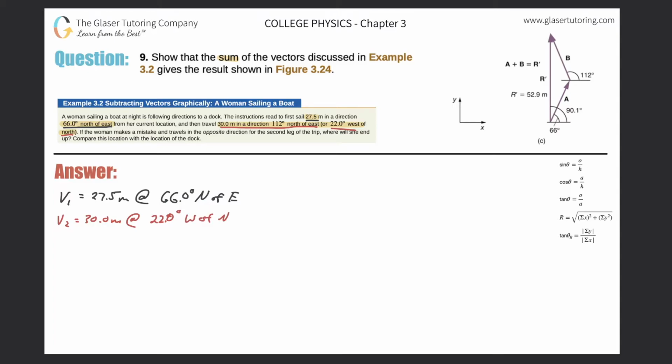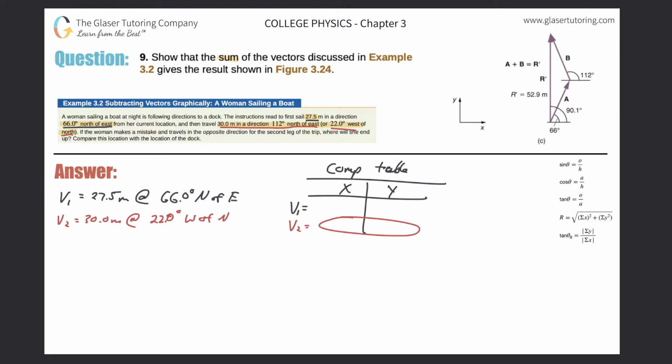All right, so let's look at these individually. What we're going to do is use the component method. Basically in order to find the resultant, we have to sum the components of all of the individual vectors. So I'm going to set up my component table right now. Component table, let's underline that. So we have the x and the y. And from here, we're going to have V1, and I'm going to put its components in here. And then I'm going to do V2 and put its components in over here.